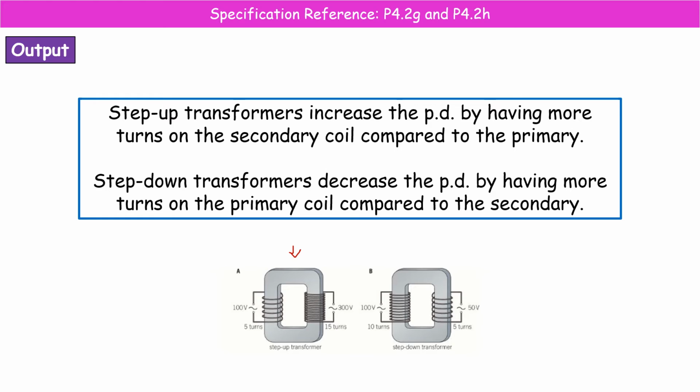That's going to increase potential difference. Option number two, the step down transformer, the one on the right here, this one decreases potential difference because it's got more turns on the primary coil compared to the secondary coil.